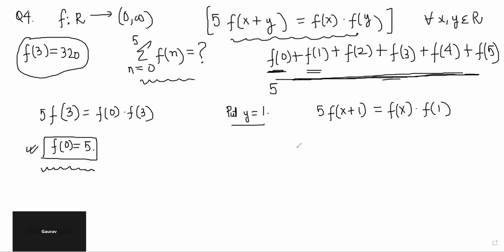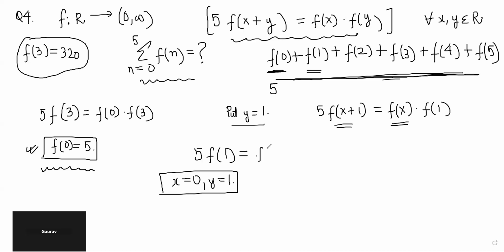So if we knew the f of 1 value, then we will get a relation between f of x and f of x plus 1, right? So let's try to find f of 1 value. We can put x is equal to 0 and y is equal to 1 in the equation. What are we getting? 5 times f of 1 is equal to f of 0 into f of 1, right? We don't get any information from here because this is also 5 only.